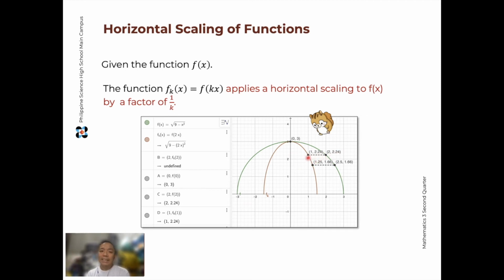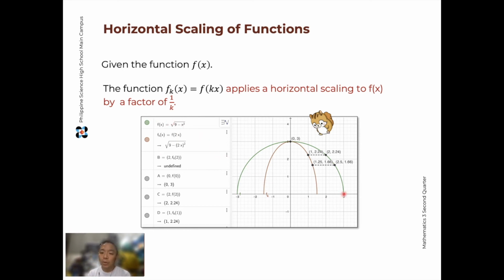Na-multiply ng 1/2 yung x coordinate natin na 2, naging 1, para ma-map natin dun sa corresponding point dun sa image. I have 2.5, 1.66. Dun sa image natin, na-map siya sa 1.25, 1.66. And if we take a look at the image, it's essentially kinompress natin yung graph by a factor of 1/2, kasi ang multiplier natin 2, so ang scaling factor natin horizontally is 1 over k.